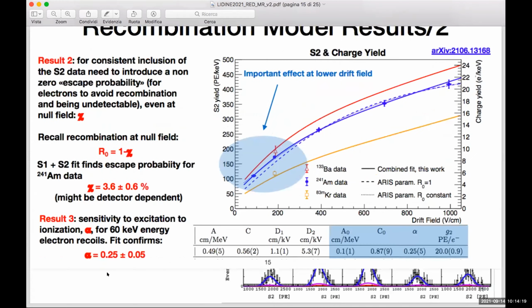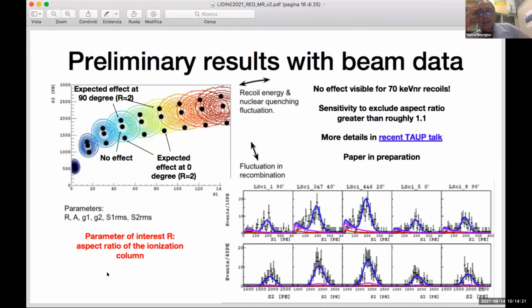Yeah, sure. The last slide is a preview of our result on recombination from the directionality experiment. More details are available in a recent TAUP talk, which is linked here. You see here the expected behavior for S2 over S1, in the normal case at the center, and the up and down points are what you expect in the case of columnar recombination effect at the size of the SCENE experiment.